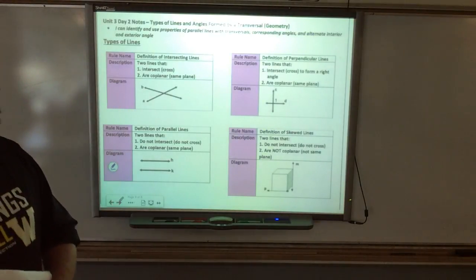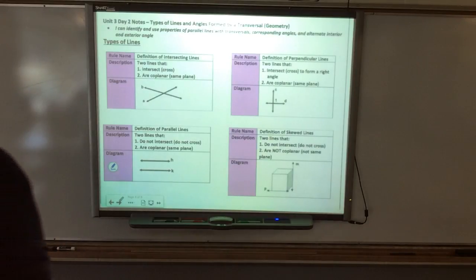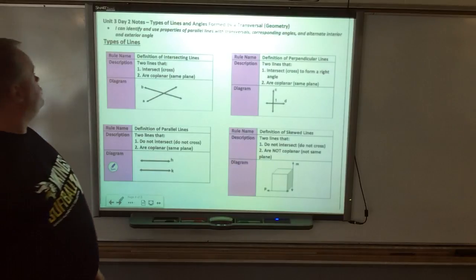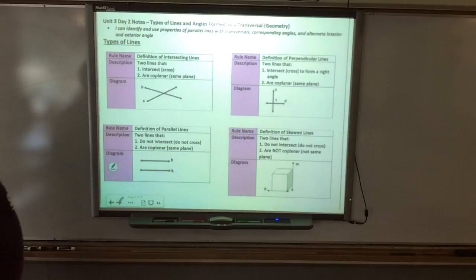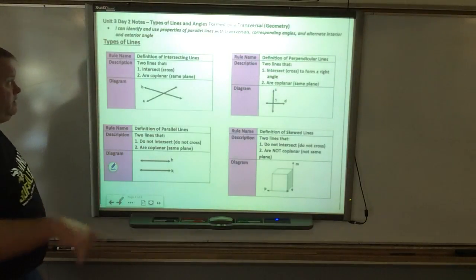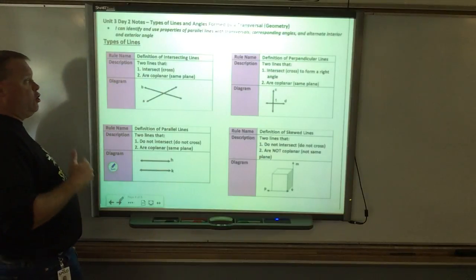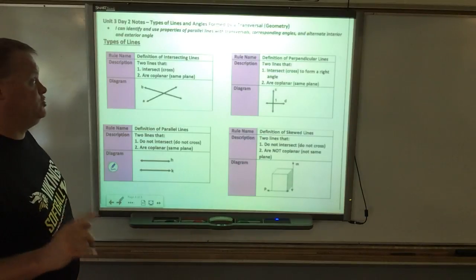Couple more things. Here we go. Learning some vocab. It says types of lines. We want to identify and use properties of parallel lines with transversals, corresponding angles, and alternate interior and exterior angles. Alright, so looking at the definition of intersecting lines: two lines that, one, intersect or cross, use it interchangeably, and are coplanar, which means they are in the same plane. We learned that in the very first unit.